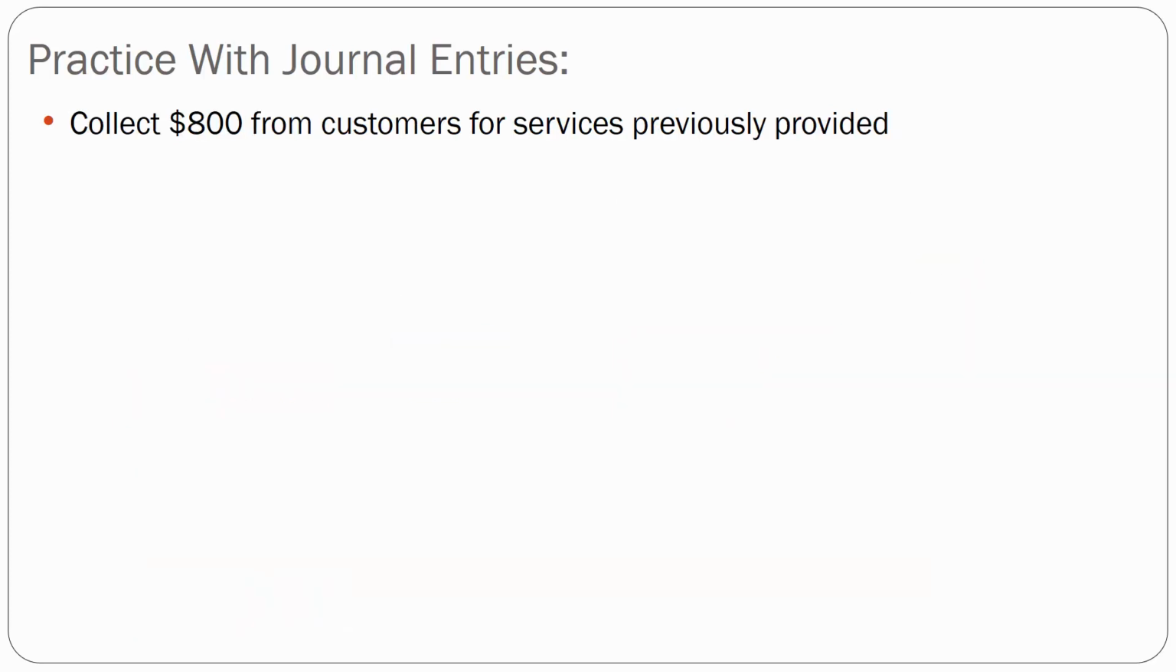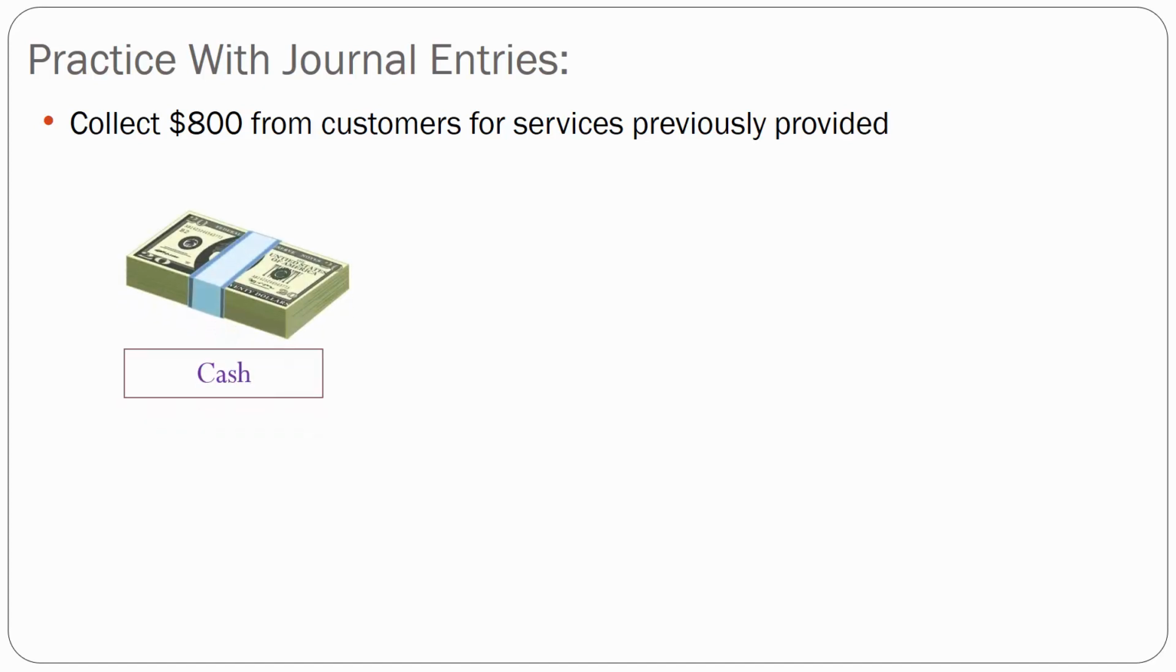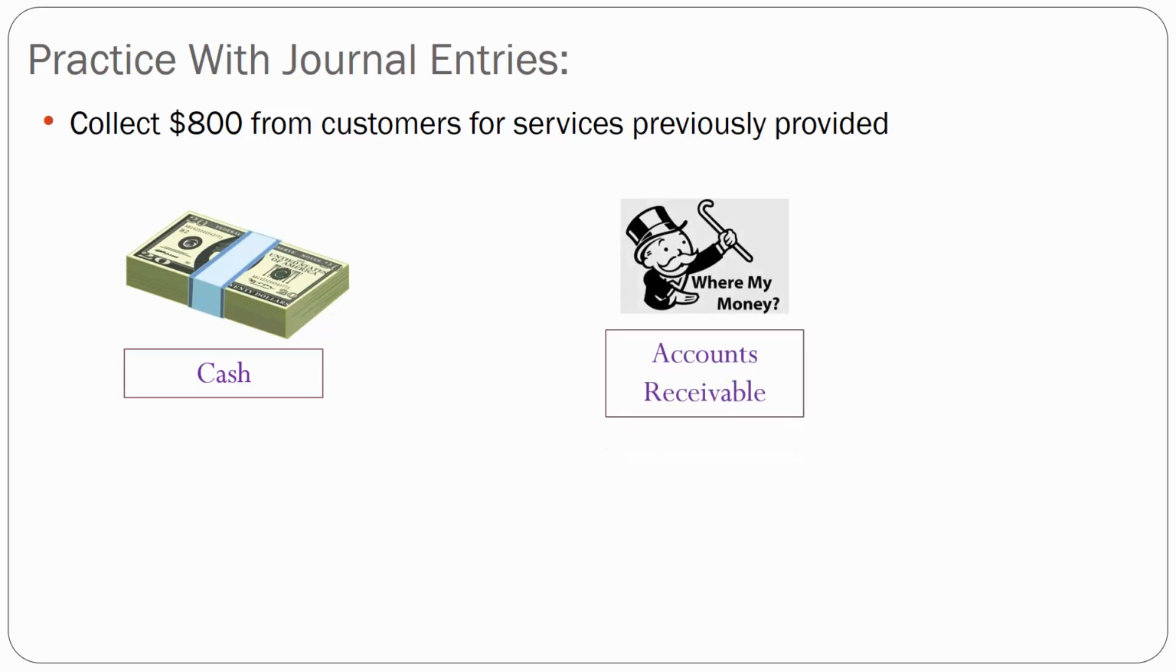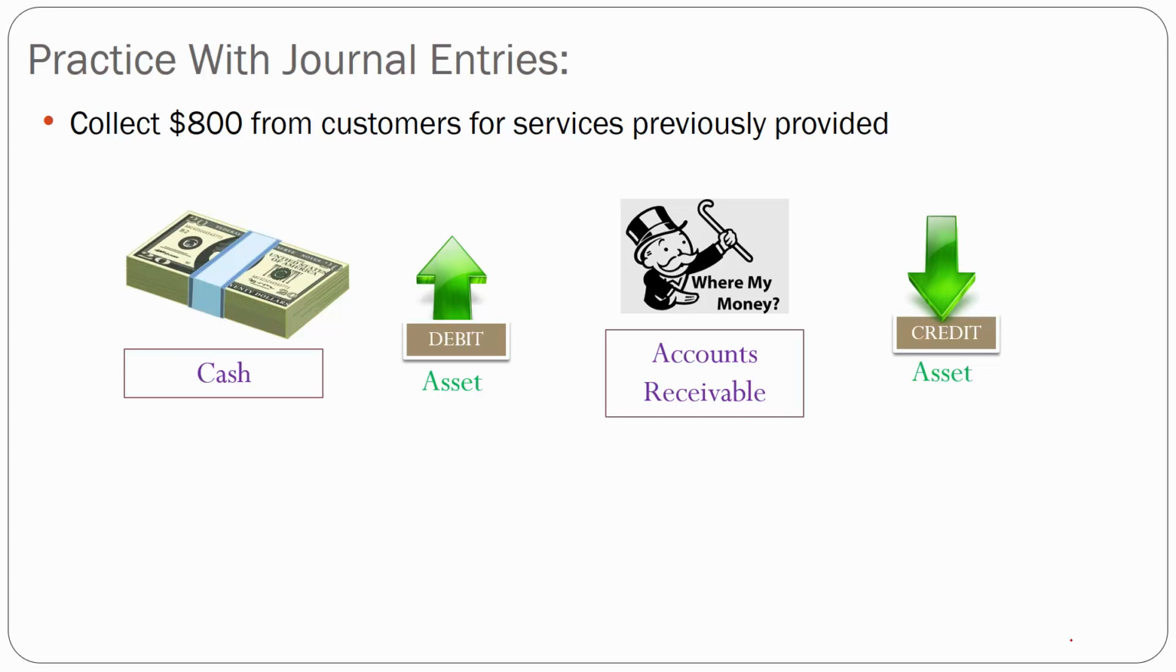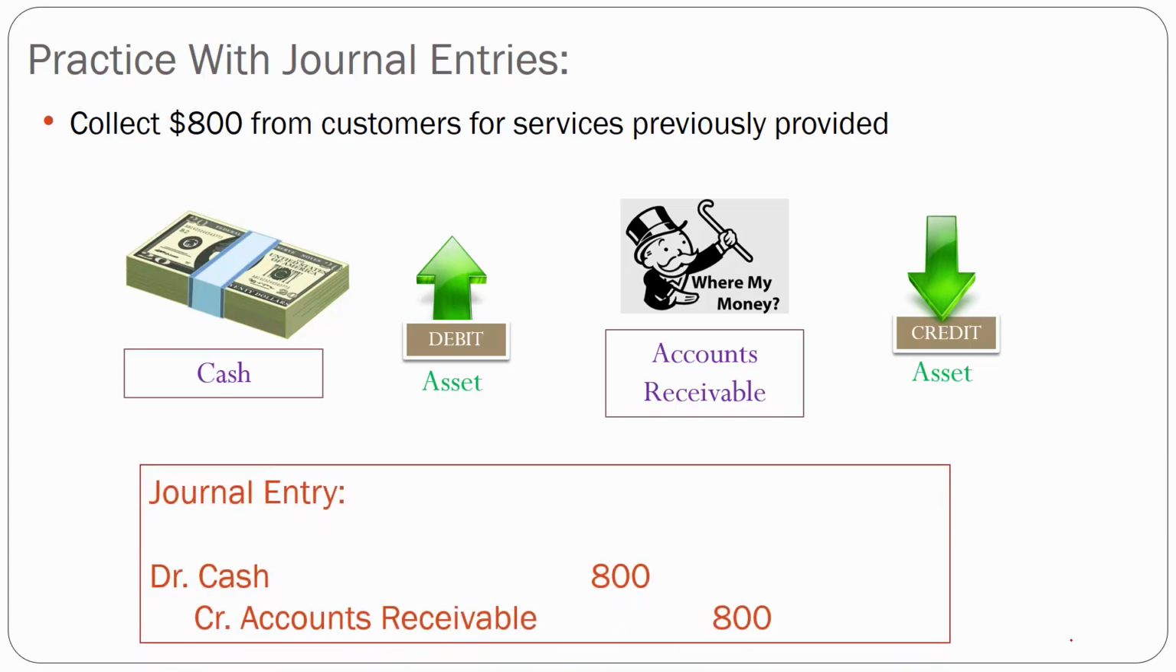Now we're going to collect $800 from customers for services that were previously provided. So we've already provided the service, which means we already recorded the revenue, so we can't record revenue again. Okay, so we need to record the cash that's coming in, and then we need to show that they previously owed us money, and now we need to reduce that accounts receivable. So our two accounts are cash and accounts receivable. Our asset of cash is increasing, while our asset of accounts receivable is decreasing. So we increase our asset of cash with a debit, we decrease our asset of accounts receivable with a credit, and our journal entry then is a debit to cash for $800, a credit to accounts receivable for $800.